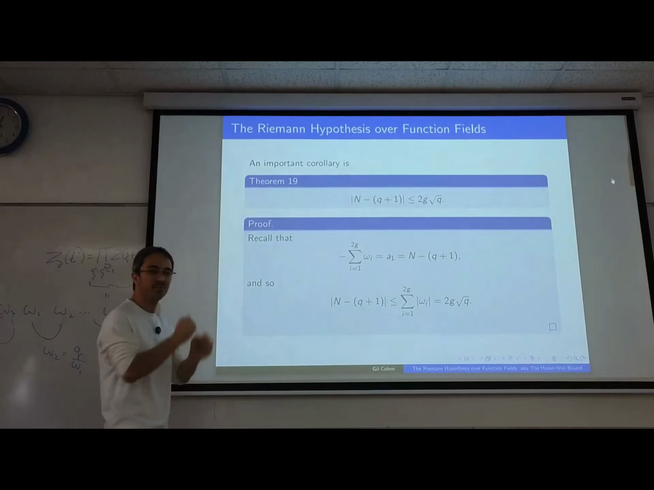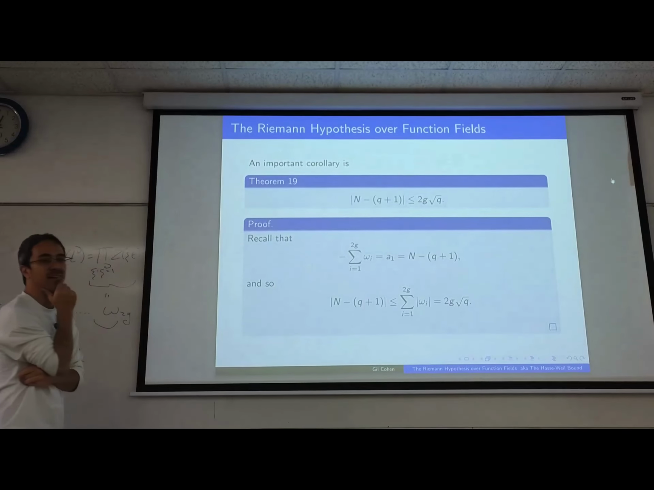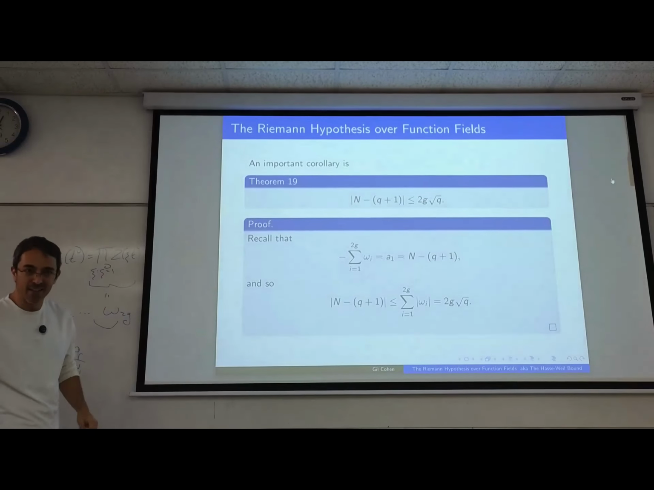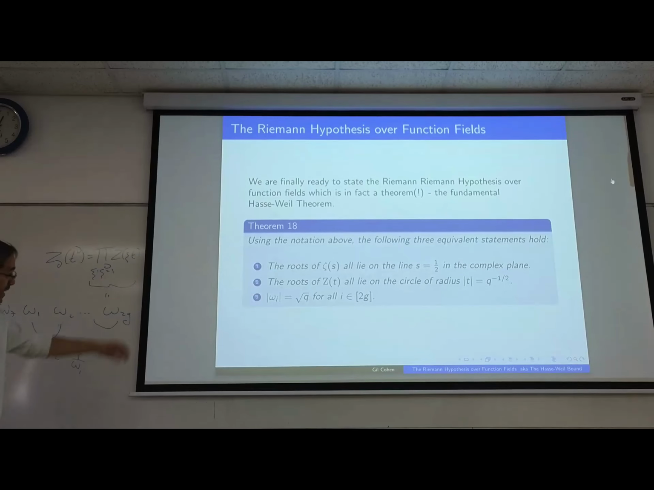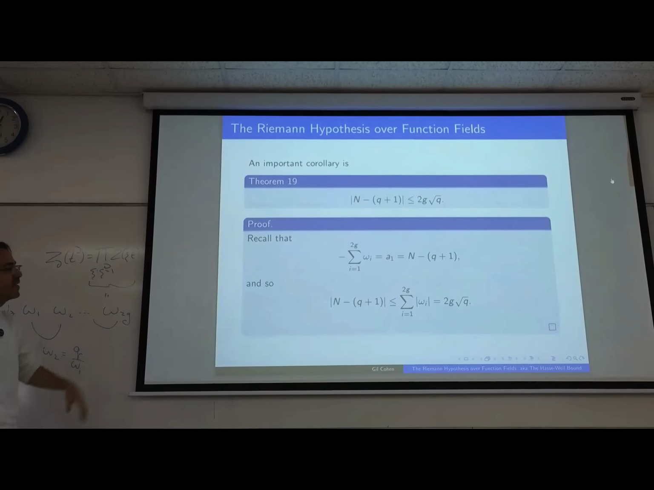That's it. Theorem 19 just assumes one of the three. Here I'm using that, but they're all the same. The equivalence is easy, and I didn't even do that because it's just moving parameters around, like t to q minus s.